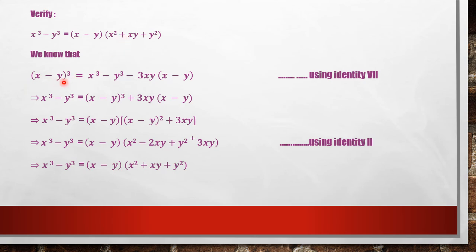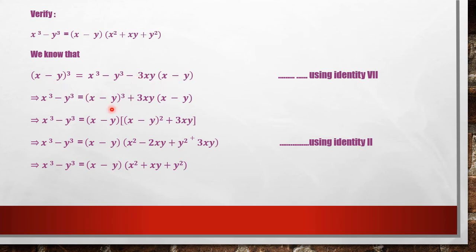We already know the identity 6, which is (x minus y) whole cube, that is x cube minus y cube minus 3xy (x minus y). Identity 7, right? This is identity 7. So now we want, from here we can fetch x cube minus y cube. So let us write it in LHS. And what about others? Transpose all this to the LHS. So what will happen? This will get positive.